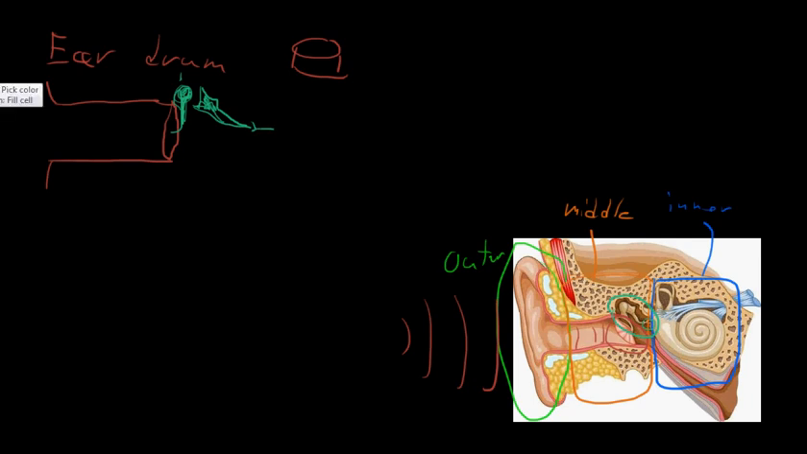So these 3 bones are commonly called the hammer, the anvil, and the stirrup. How do you spell stirrup? Stirrup. Something like that. It might have 2 R's.